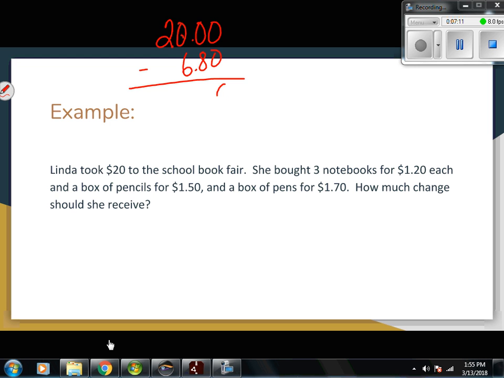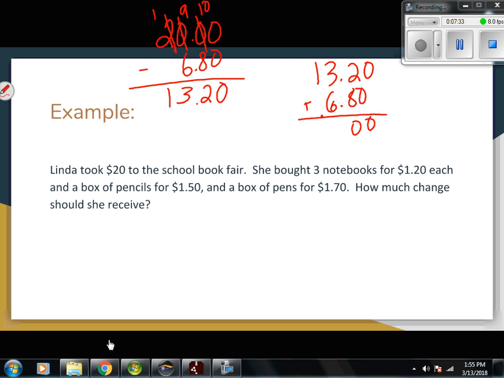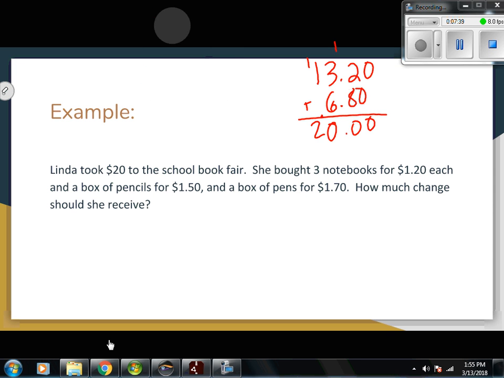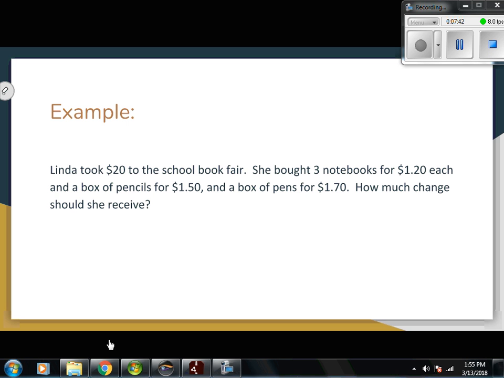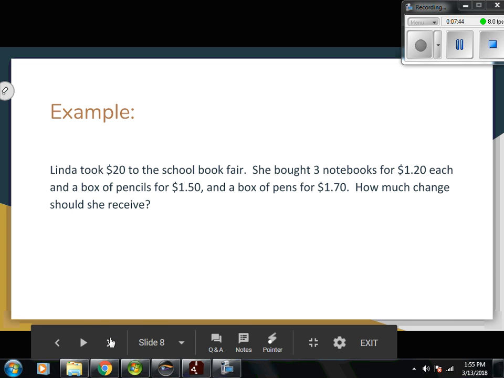Okay, 0 minus 0 is 0. I cannot take 8 away from 0, so I have to borrow. Okay, and I have to borrow all the way across. 10 minus 8 is 2. 9 minus 6 is 3. 13, 20. If I go back and I take how much of her change plus how much she spent, it should equal $20. And it does. That's one way you can make sure that you've subtracted the zeros correctly, is go back and check your answer. Make sure you've done it correctly.